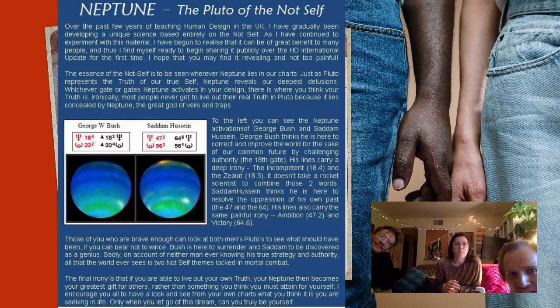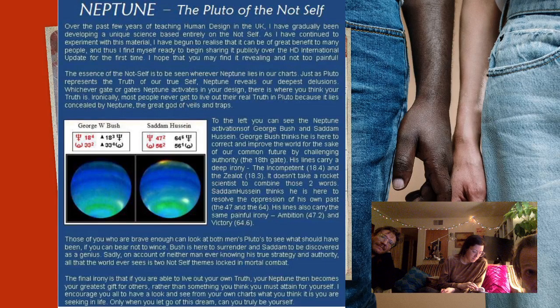So this is Richard Rudd when he was really into HD. The essence of the not self is to be seen wherever Neptune lies in our charts. Just as Pluto represents the truth of our true self, Neptune reveals our deepest delusions. Whichever gate or gates Neptune activates in your design, there is where you think your truth is.